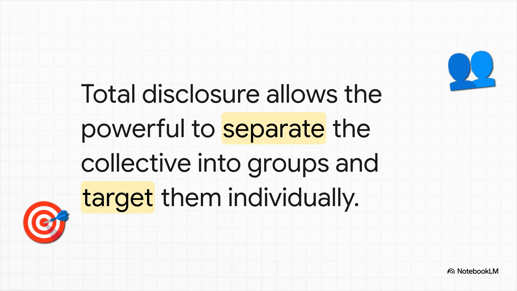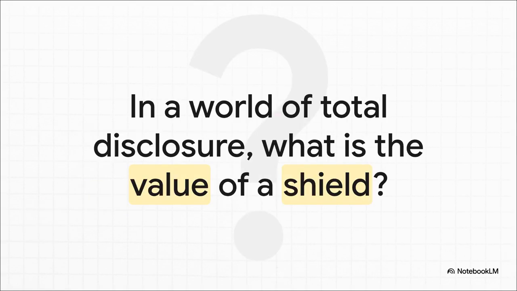And why does this matter so much? Because a world of total financial disclosure, as this slide points out, makes it dangerously easy for powerful actors to start separating society into groups. Once you can analyze and target people based on their associations, their beliefs, or their assets, you create the foundation to act against those groups. Financial privacy is a shield against that exact possibility. And that brings us to the final and most crucial question this explainer leaves us with. In a world where every transaction is becoming a permanent public record, what is the real value of a tool that offers a digital shield? It's something to think about.